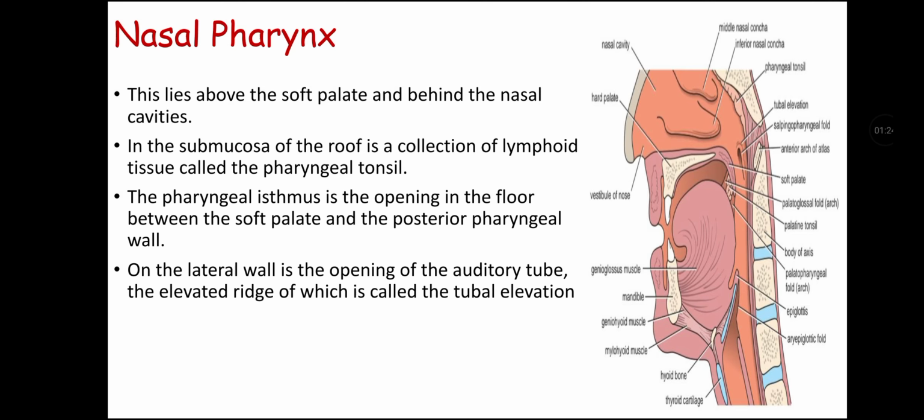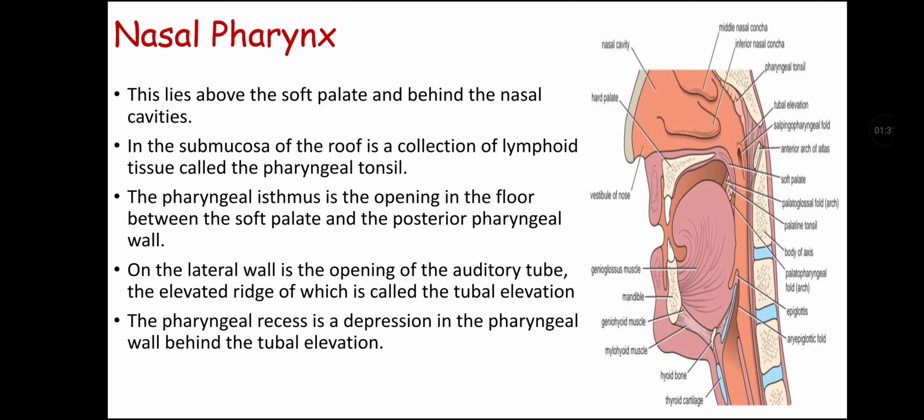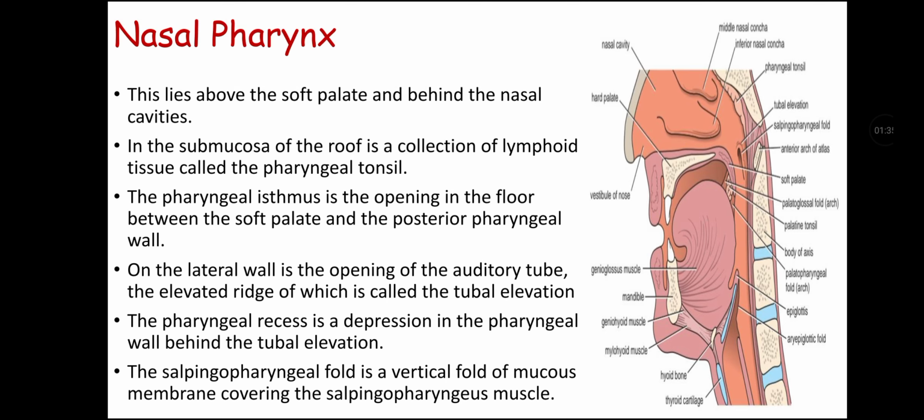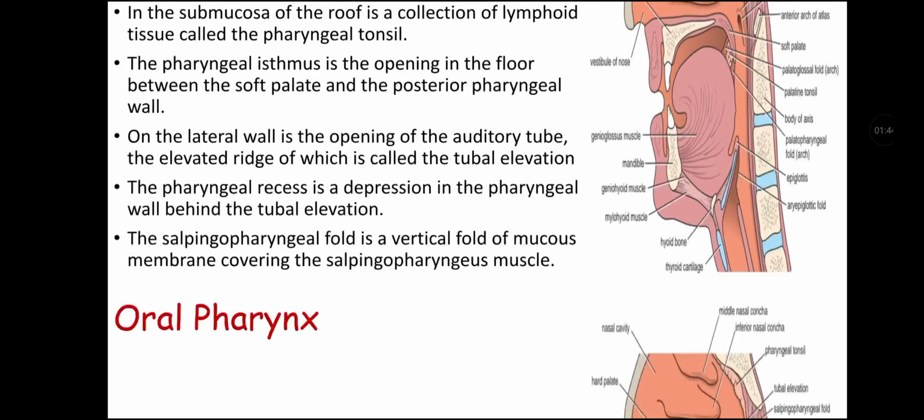On the lateral wall is the opening of auditory tube, the elevated ridge of which is called as tubal elevation. Pharyngeal recess is depression in the pharyngeal wall behind the tubal elevation. Then there is salpingopharyngeal fold, that is a vertical fold of mucous membrane covering the salpingopharyngeal muscle.